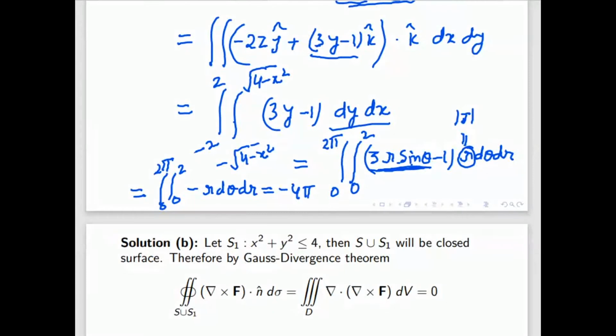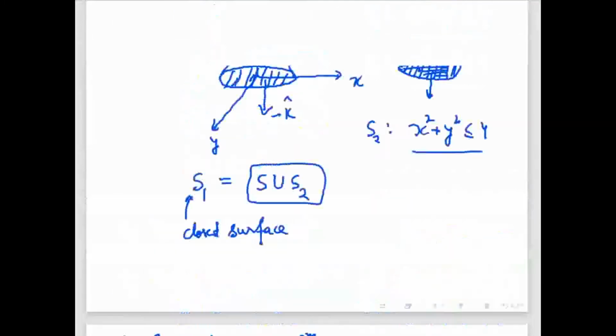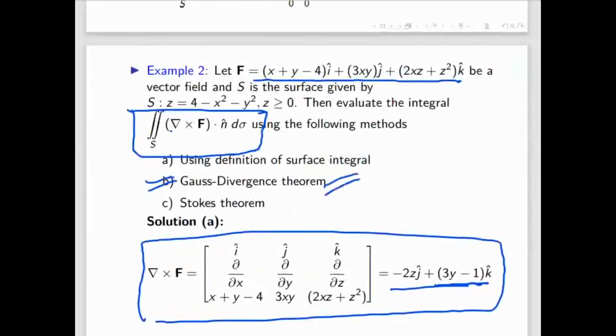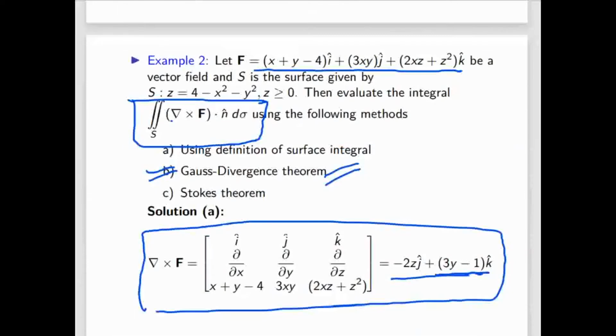So the summary of this example is that if some surface is given and it is open from some place, then the same surface integral is equivalent to the surface integral over that open space. Is it okay? So now we'll go back to the third part. This one you have to do using Stokes theorem, the same problem. By the Gauss divergence theorem also the answer came -4 pi. This Stokes theorem I will do in the next class, not now.